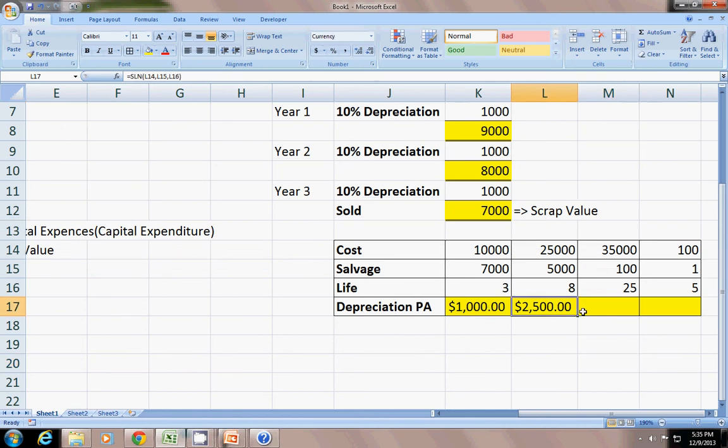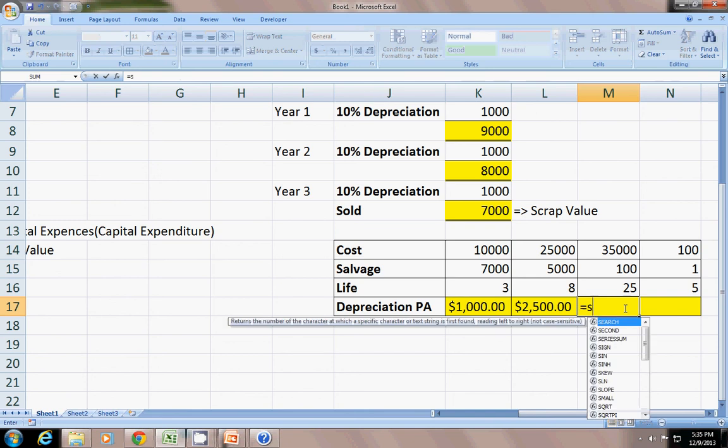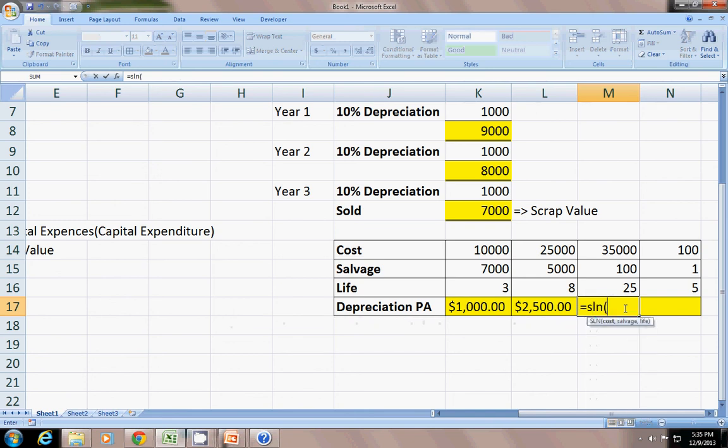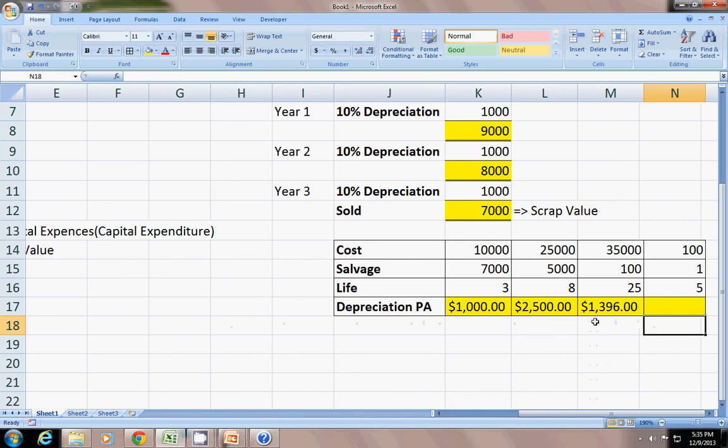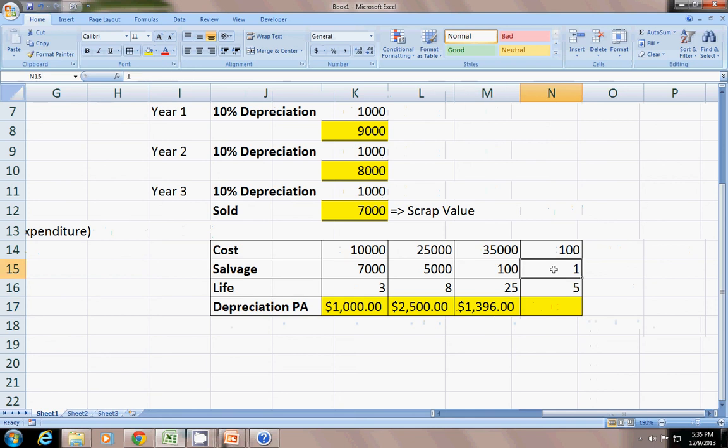Then again, equals SLN. Now the cost is this, then salvage is this, and the estimated life is this. Every time we just have to charge this much depreciation. The next is a very simple calculation. Let's see what results it gives. SLN function, cost is this, salvage is this, and life is this.